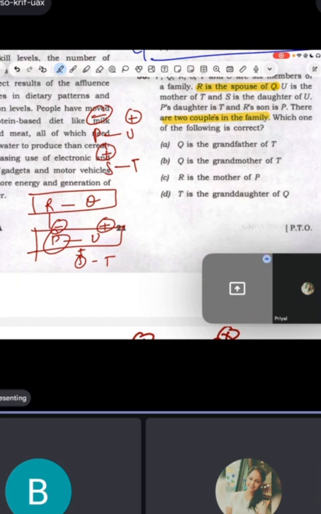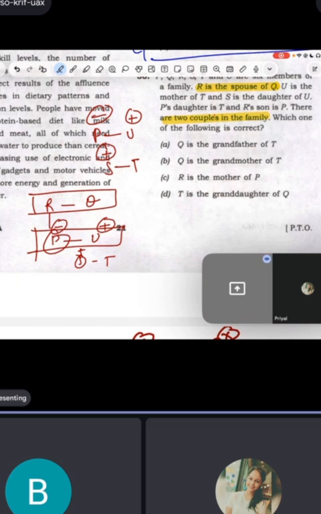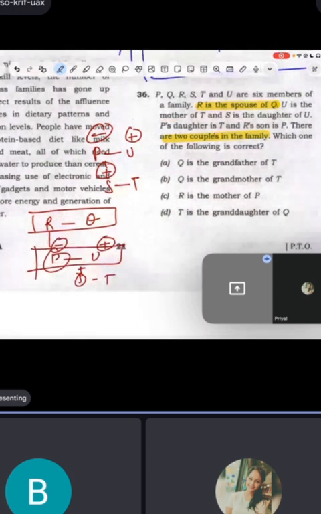R is the spouse of Q, right? How have you got R is male, Priya? You have not got it, na? R's son is P actually. And there are two couples in the family. Which of the following is correct? I'm missing something. U is the mother of T, and S is the daughter of U. P's daughter is T.